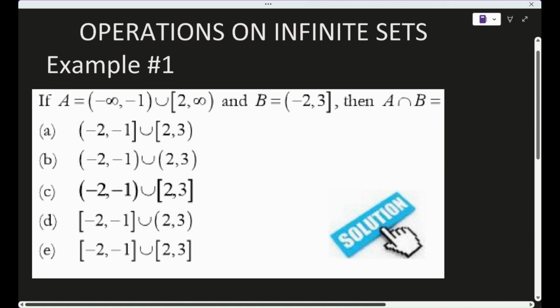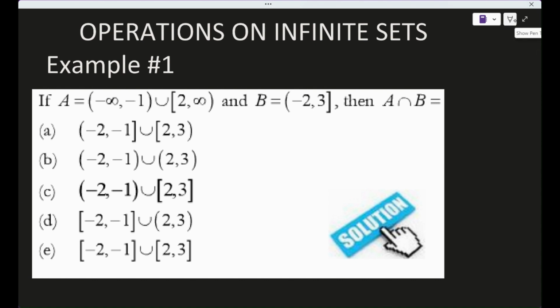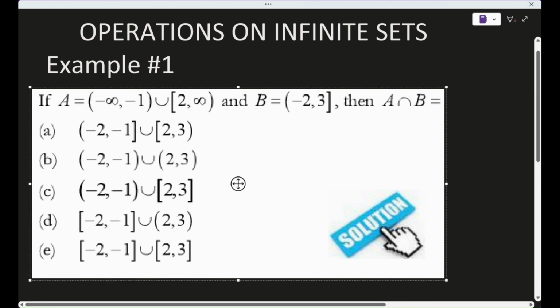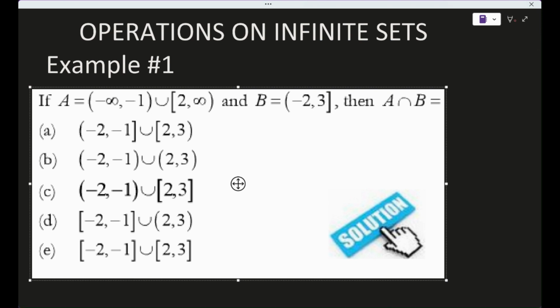Example one, we have set A and we also have set B. Set A is an infinite set, as we can see. It's from minus infinity to minus 1, union 2 to infinity. And set B is a half open interval, minus 2 to 3. The goal is to find what is A intersection B.